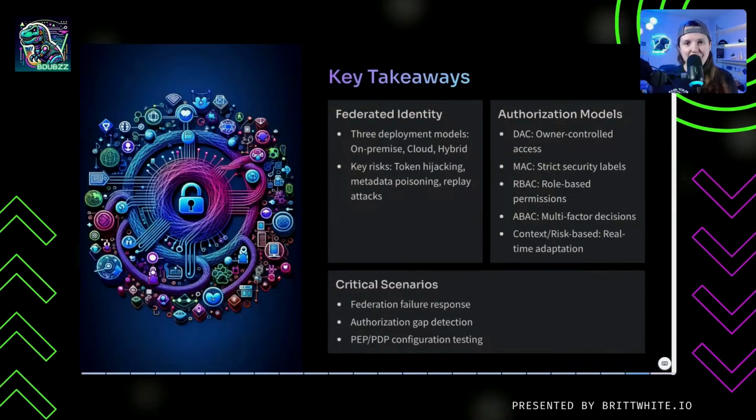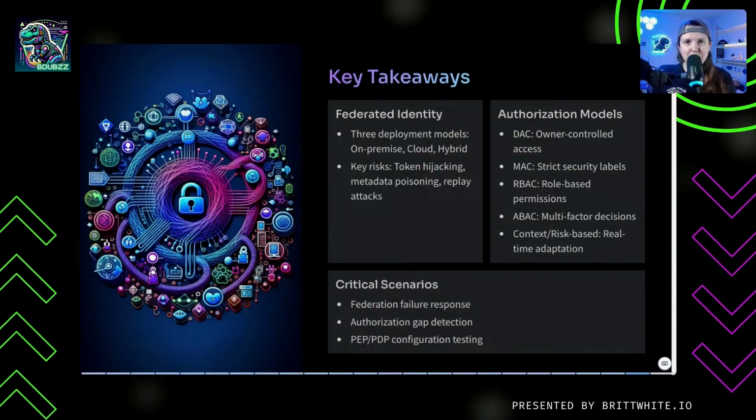For exam objective 5.4, we covered authorization models. Let's move from basic to sophisticated approaches. Each of these models serves different organizational needs and security requirements. DAC is the simplest, where asset owners directly control access, like sharing files with specific colleagues. MAC uses strict security labels and clearance levels, perfect for classified environments. RBAC is what most enterprises use today, simplifying management by assigning roles like HR manager or system admin.